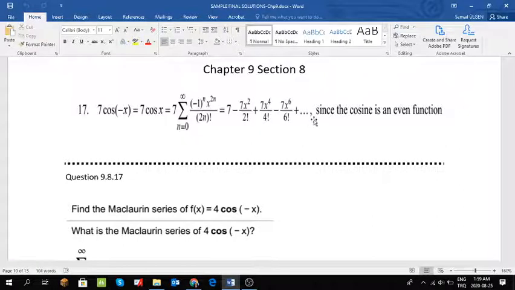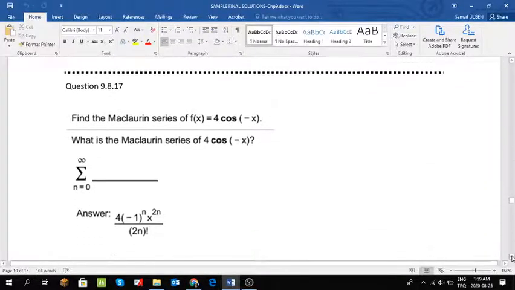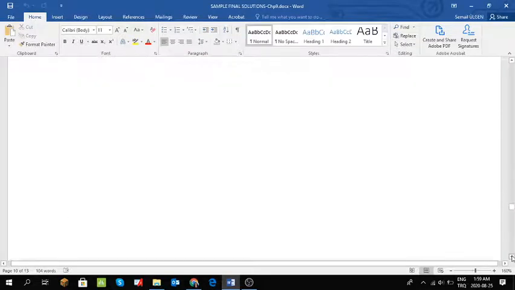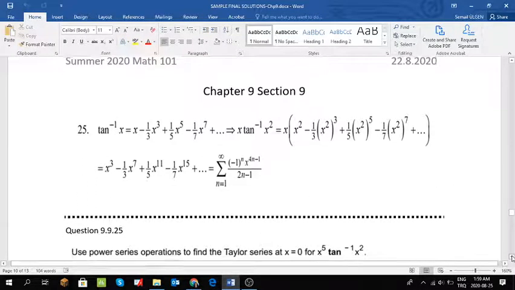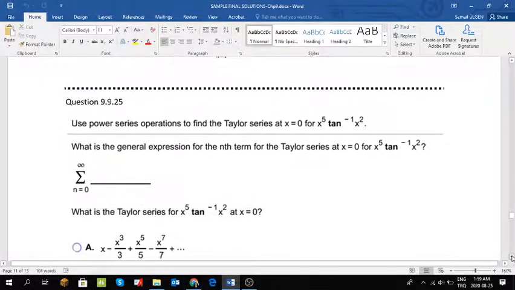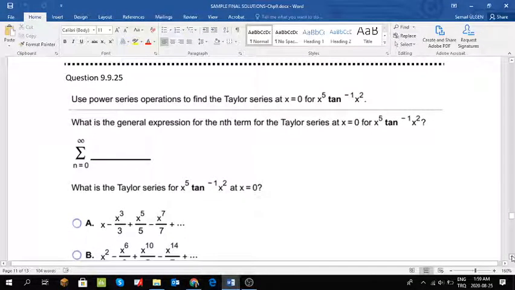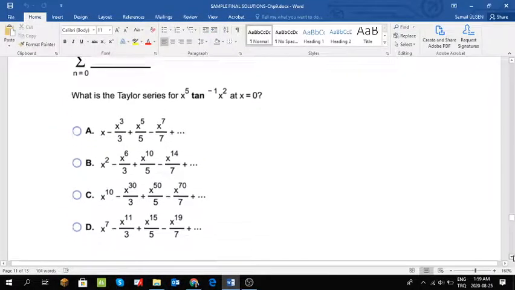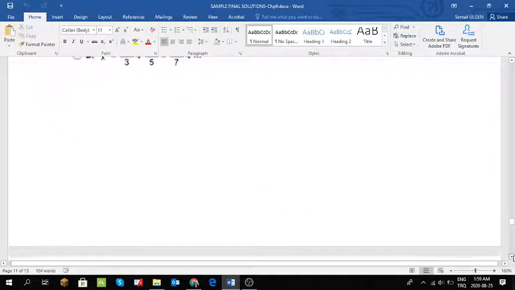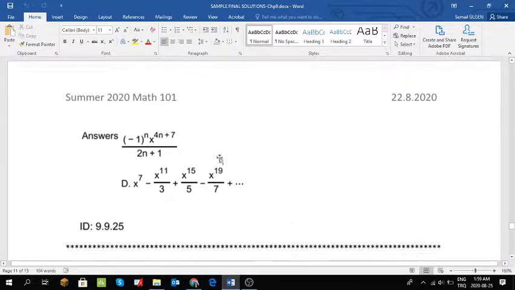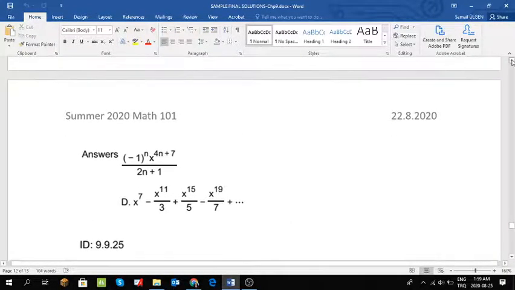Alright, now let's move on. Chapter 9, section 9, question 25. Use power series operations to find the Taylor series at x equals 0 for x to the 5 arctangent x squared. That's the question, and these are the options a, b, c, d that are given. And what is the answer? The answer is D, and I'm going to explain why this is so.